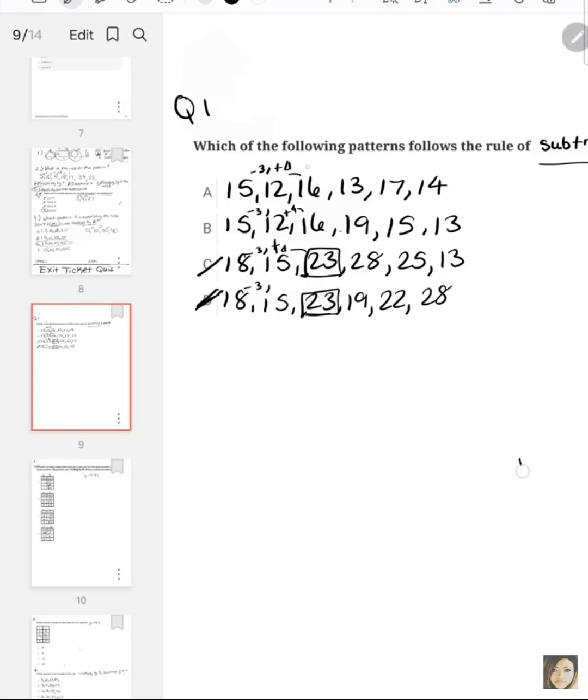So again, after you subtract 3, you add 4. Then after you add 4, you go back and subtract 3. Well, 16 minus 3 is 13, not 19. So therefore, B is wrong, A is right.